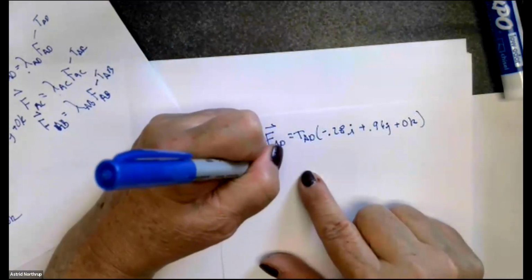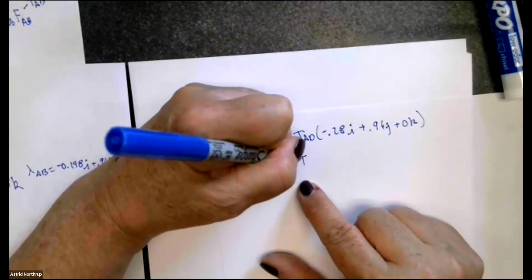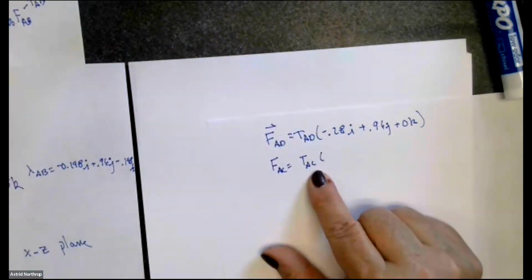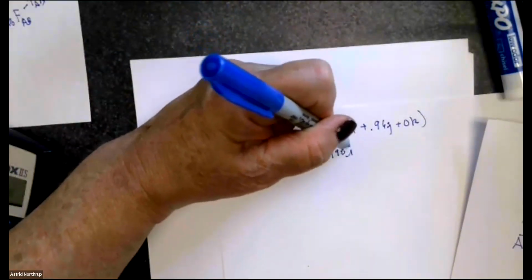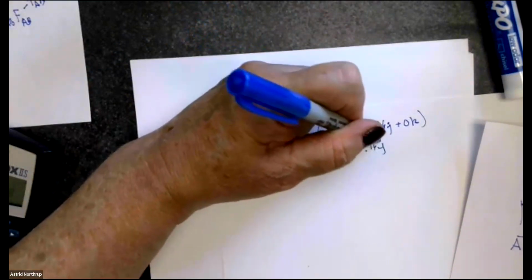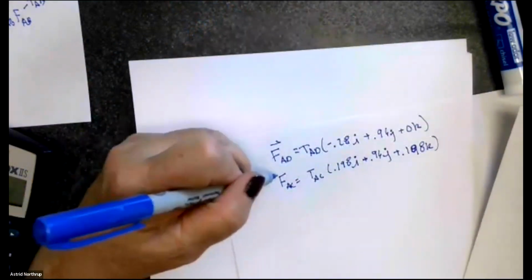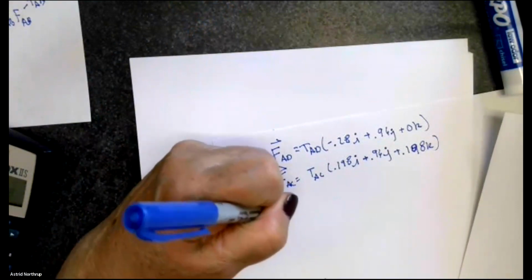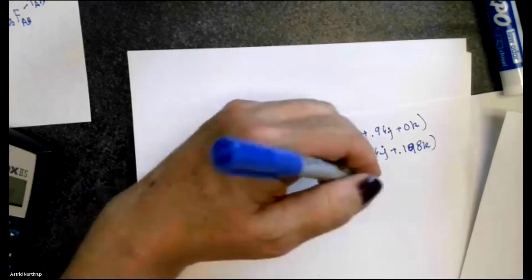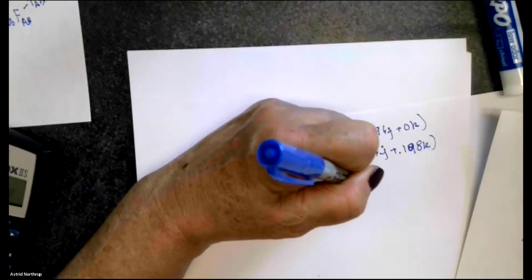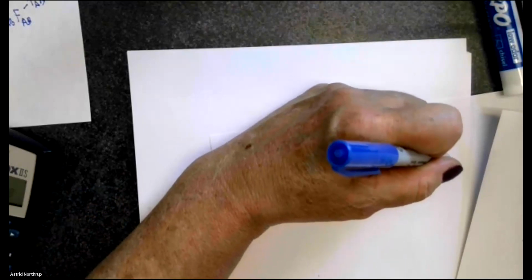Okay. The force in AC is going to be the tension in AC times that unit vector. This is right here: 0.198 i plus 0.96 j plus 0.198 k. And similarly, the force in AB is equal to the tension in AB times minus 0.198 i plus 0.96 j minus 0.198 k.